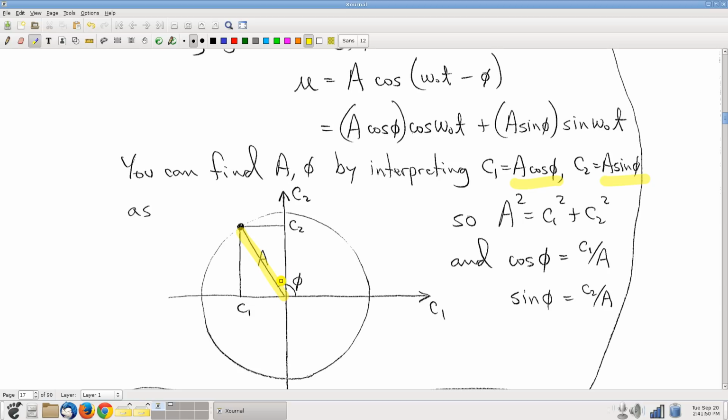A is that distance, phi is that angle. That means that C1 is that value, C2 is that value. So if you know C1 and C2, that tells you where this point is, and given where that point is, you can deduce what the angle phi is, and you can deduce that distance A. Now, students should make sure that they're comfortable with doing this sort of thing and determining from these equations what A is and what phi is. Okay.